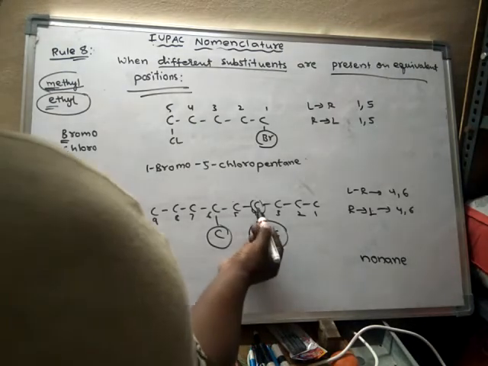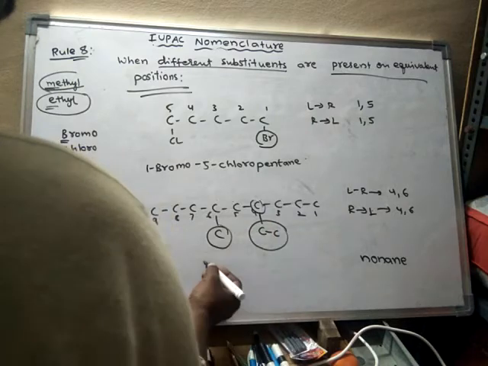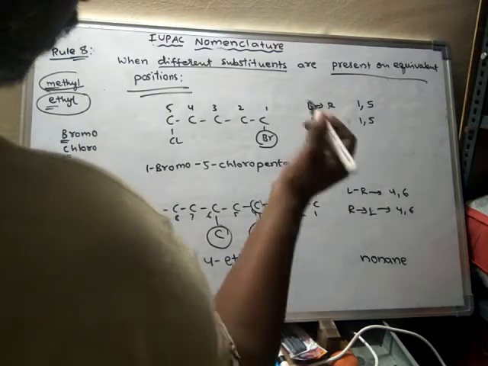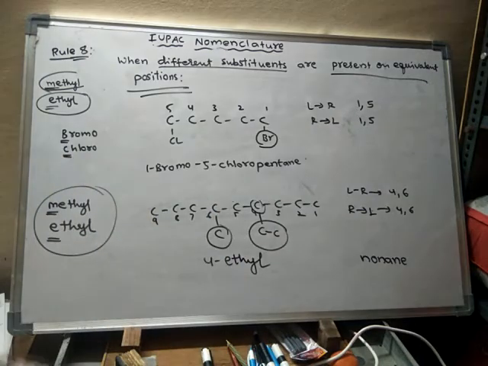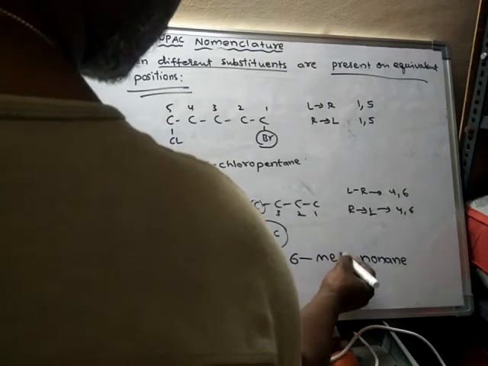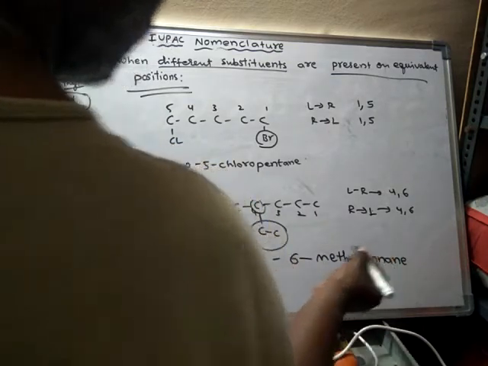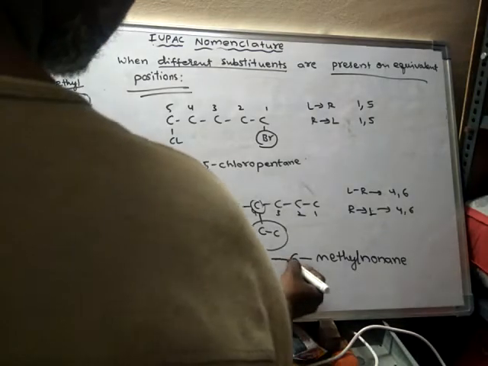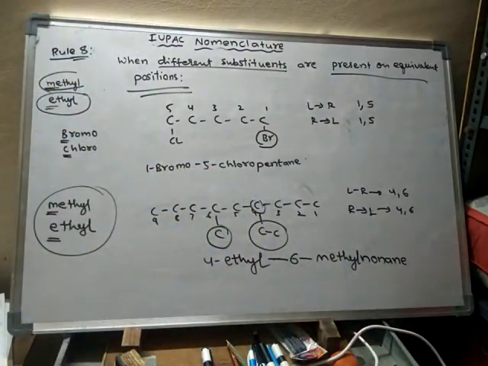On which carbon is it? The 4th carbon. So 4-ethyl, and on the sixth carbon a methyl group is present. So 4-ethyl-6-methylnonane. Remember that the entire thing should be written as a single word. So this is the name of the compound.